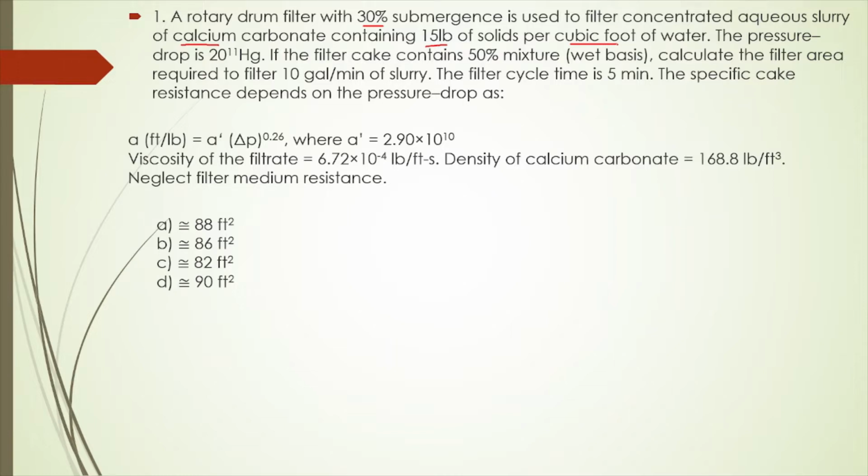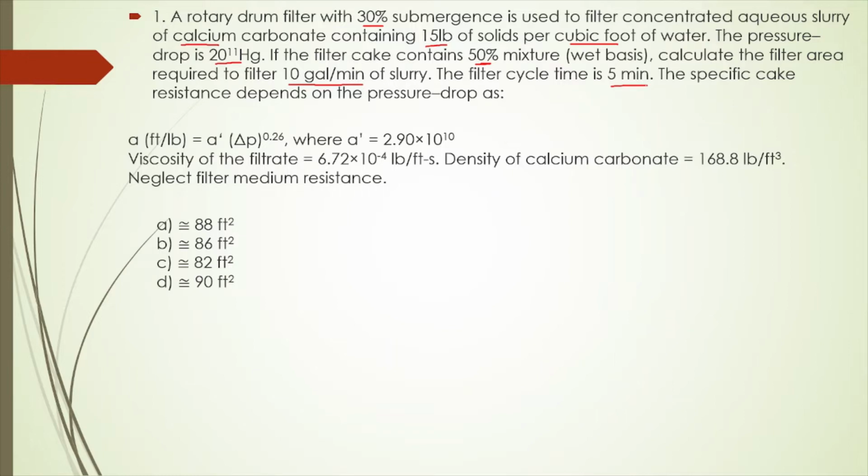This is given to you, and the pressure drop across the filter cake is also given to you as 20 to the power of 11 mercury. Now they are saying if the filter cake contains 50% moisture, then you are required to calculate the filter area required to filter 10 gallons per minute of the slurry. And the filter cycle time they have also given to you as 5 minutes.